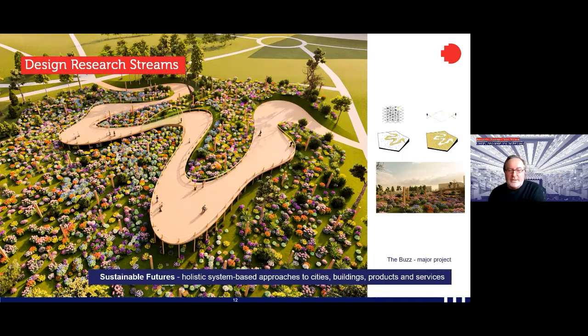And then just quickly, this is an example then of a major project. This major project is called the BUZZ, Sustainable Futures Project. And this is literally a series of hotels for native Australian bees. Native Australian bees are under threat. They're endangered for various reasons. And there's a complex ecosystem that needs to be adhered to.